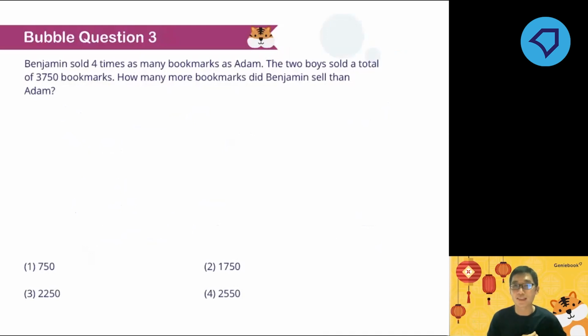Okay, so recall what I said just now. Draw a model, then it's easier for you to see how many units stand for how many. Now Benjamin here sold 4 times as many bookmarks as Adam. The 2 boys sold a total of 3,750 bookmarks. How many more bookmarks did Benjamin sell than Adam? So draw your model. Find out how many units stand for 3,750. Then compare the two. How many more did Benjamin sell than Adam?